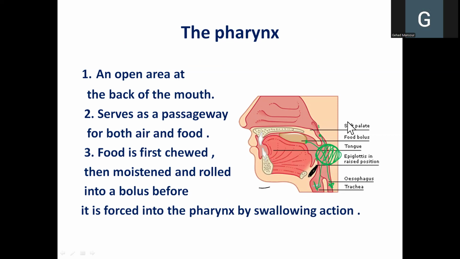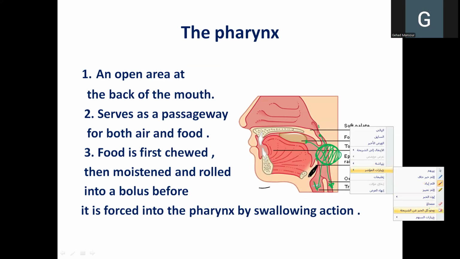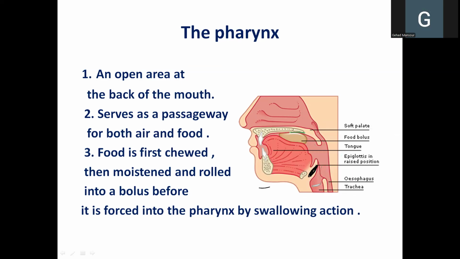When we chew food, food is mixed with saliva and it becomes converted into a soft, rounded thing like this, which we called the bolus of food. So the food is first chewed and then it's moistened by saliva that contains mucus, and then it's rolled into a bolus, and finally there will be swallowing. And as you know, swallowing is a reflex action.